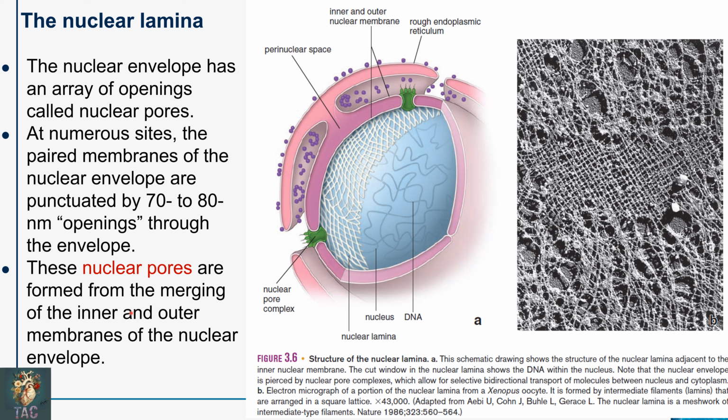These nuclear pores are formed by the merging of the inner and outer membranes of the nuclear envelope. So here you can see the inner nuclear envelope and the outer nuclear envelope. They merge with each other, they fuse with each other, and at this point the nuclear pore is present, which is formed by the nuclear pore complex.